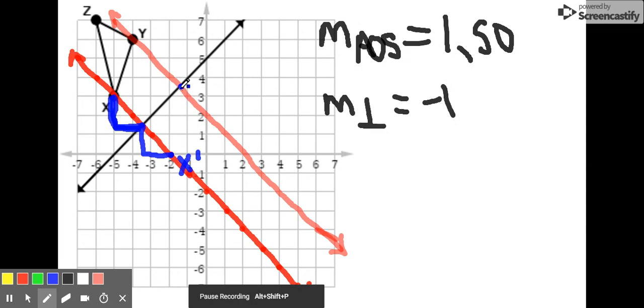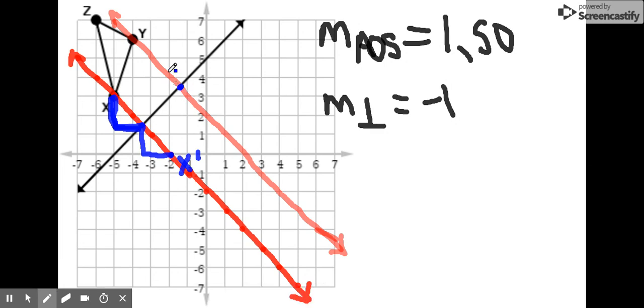So we can see there's a point of intersection at (-1.5, 3.5). So we want to find that distance. We go down 1, 2.5 over 1, 2.5. So now we want to go down 1, 2.5 over 1, 2.5. So y prime is going to be at (1, 1).